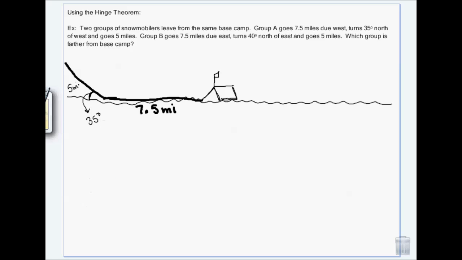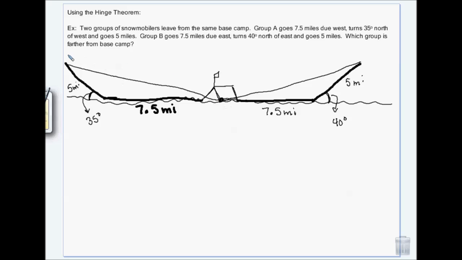Now group B goes 7.5 miles due east, then makes a 40-degree turn and goes 5 miles. So we have 7.5 miles, 5 miles, but this angle here is 40 degrees. And we want to know, if you come back to the center of base, so this is group A, and this is group B. Who's farther away?